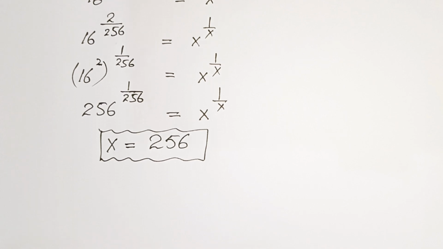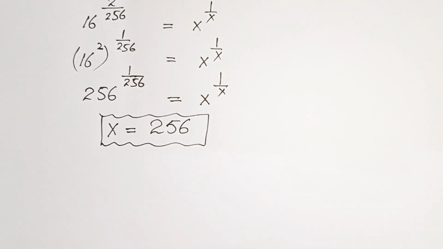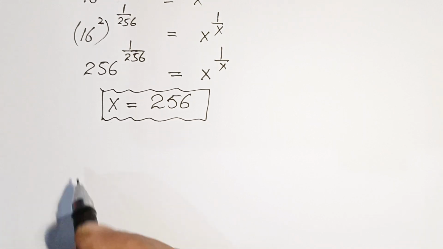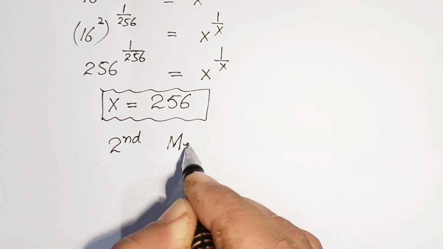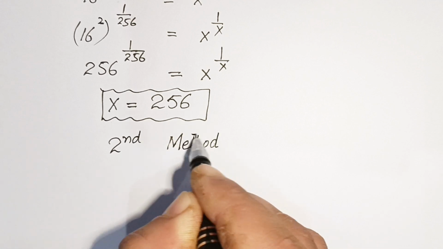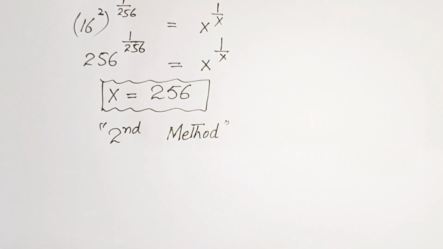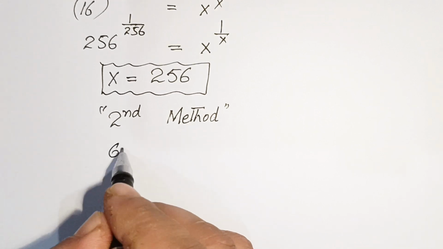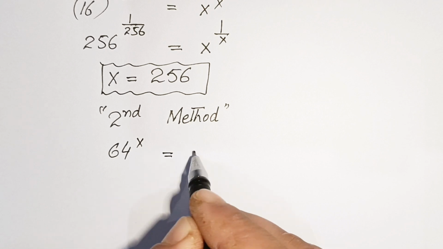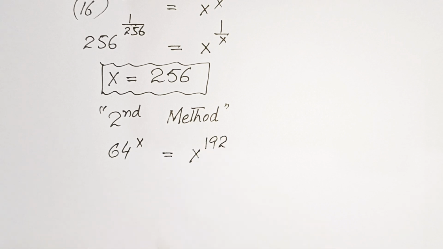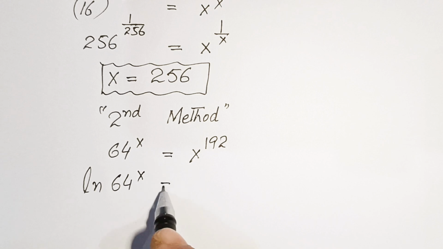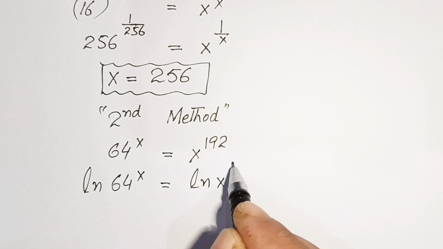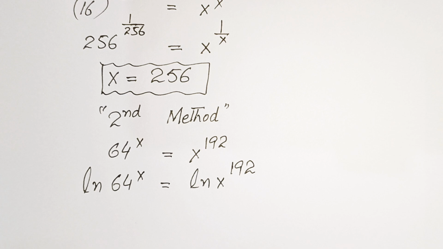And we have also another method to solve the value of x. So now starting our second method, here we have the second method to find the value of x from this problem. According to this method, we have to write our problem, which is 64 to the power x is equal to x to the power 192. So taking natural log on both hand sides, we get natural log of 64 to the power x is equal to natural log of x to the power 192.